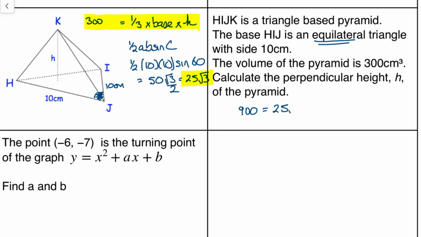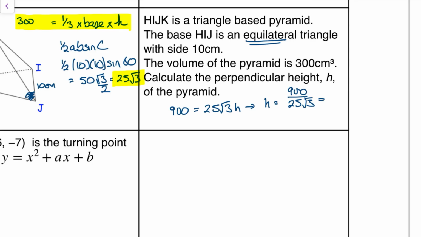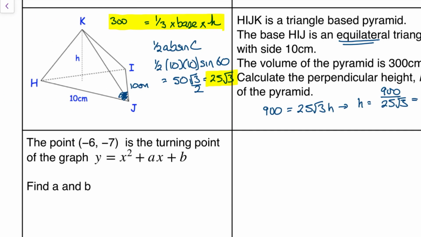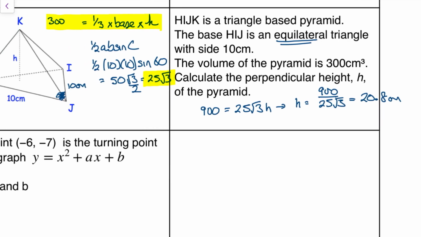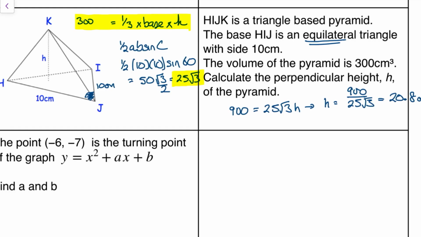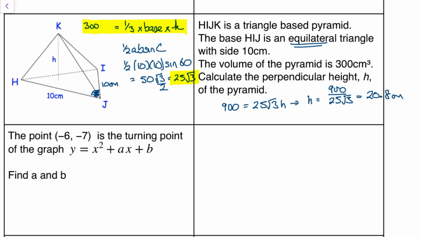the bottom, which is 25 root 3, times h that I don't know, which means that h is equal to 900 over 25 root 3, which is, calculator out, 12 root 3 in my calculator, but let's make that into a number, 20.8. And I'm working in centimetres, aren't I? Yes, I am, 20.8 centimetres. Not that bad. Setup obviously is important here, making sure you know how to calculate the volume of a pyramid by using the area of the base.